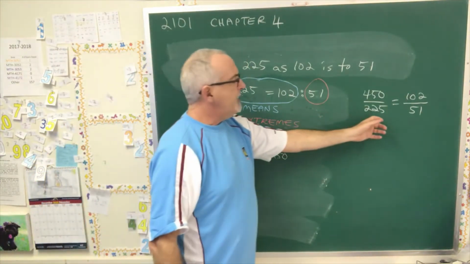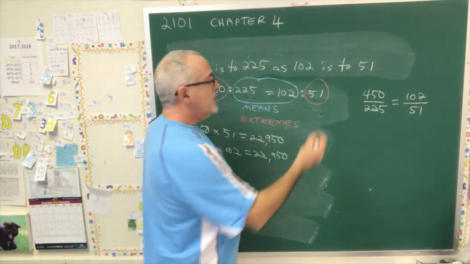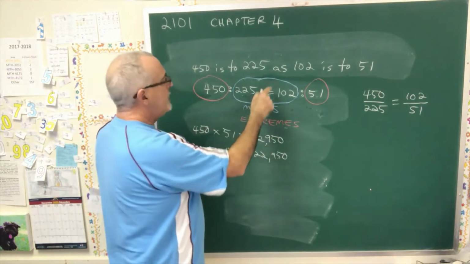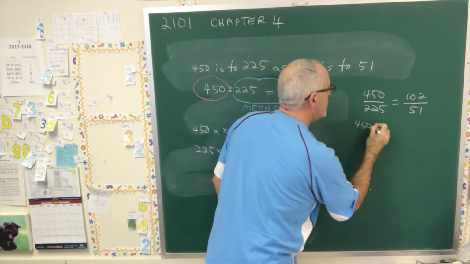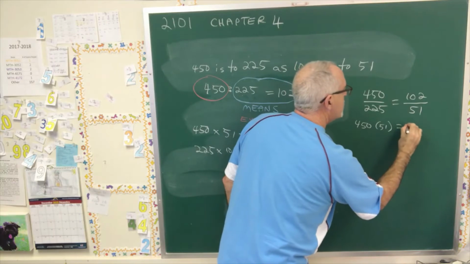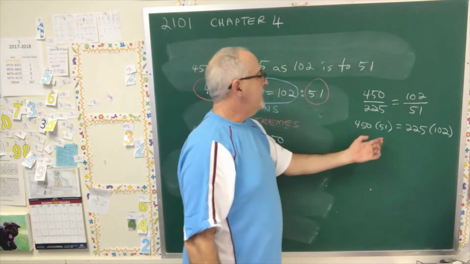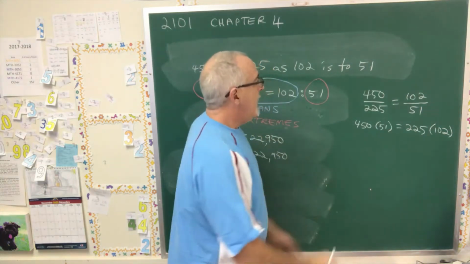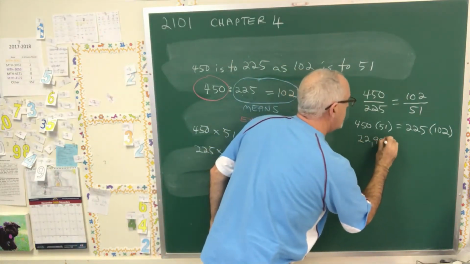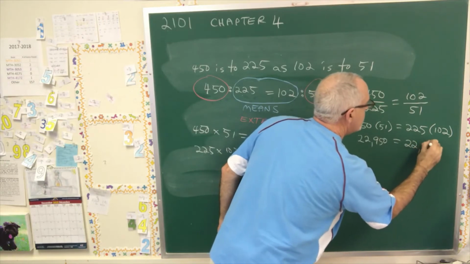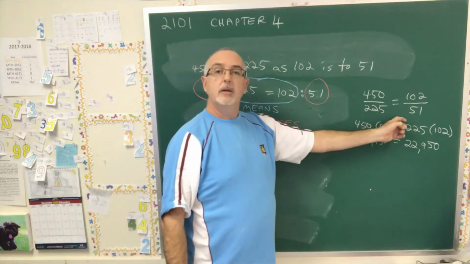So now, that indicates something useful that we can do in math, called cross multiplication. Cross multiplication is doing exactly this, but normally we don't show it this way. We look at our proportion and we say, oh, 450 times 51 should be equal to 225 times 102. So I multiplied the extremes and multiplied the means. 22,950 has to be equal, of course, to 22,950. This sort of proves that cross multiplication works if your situation is really proportional.